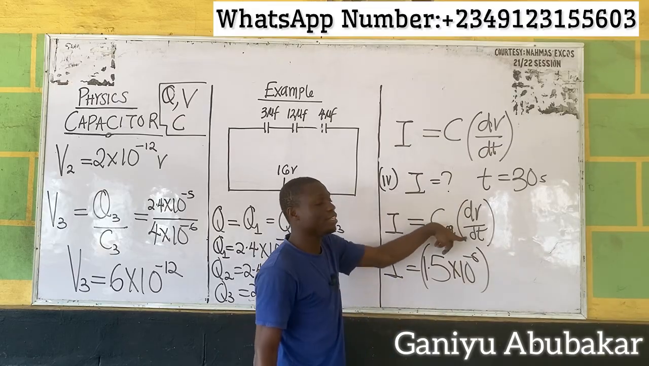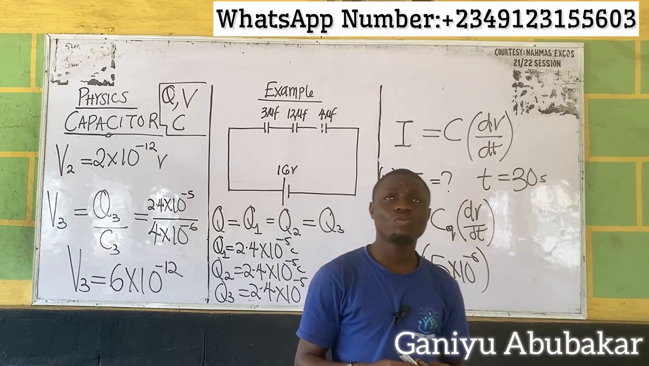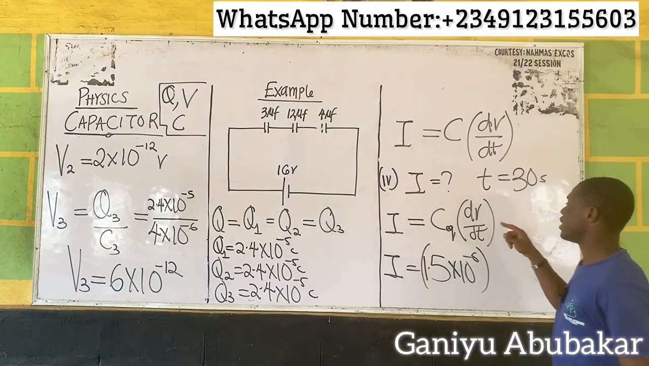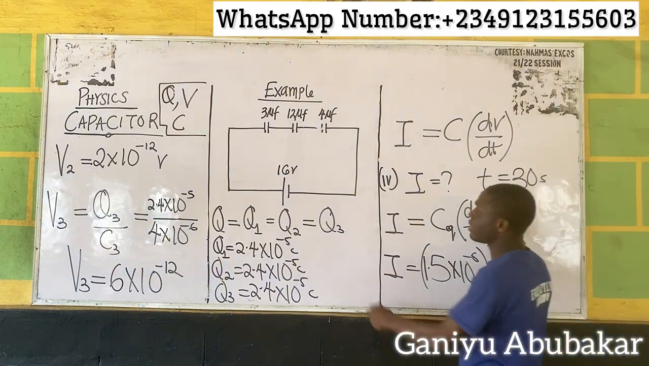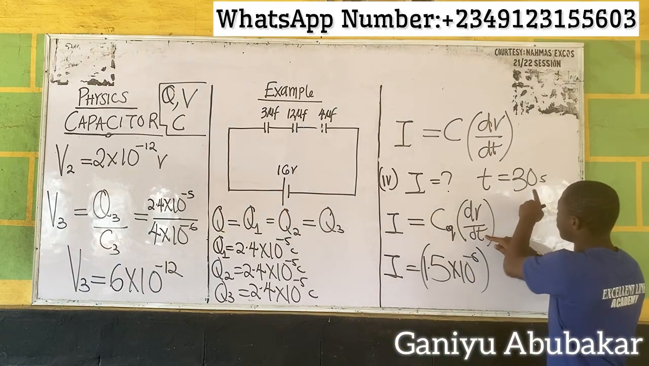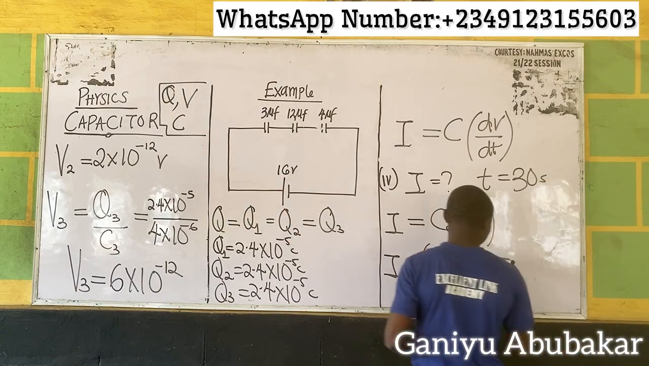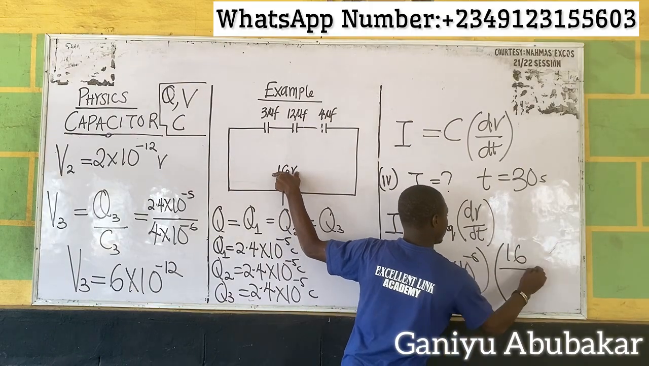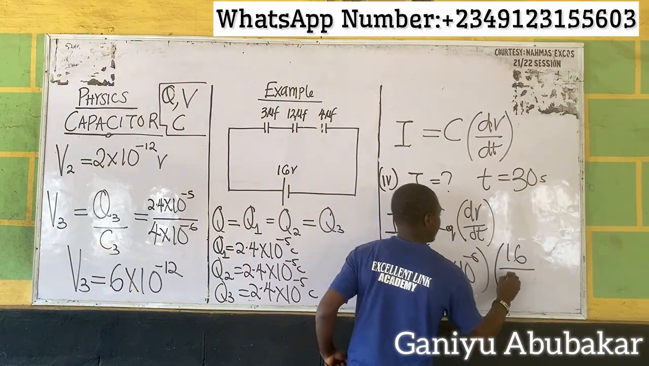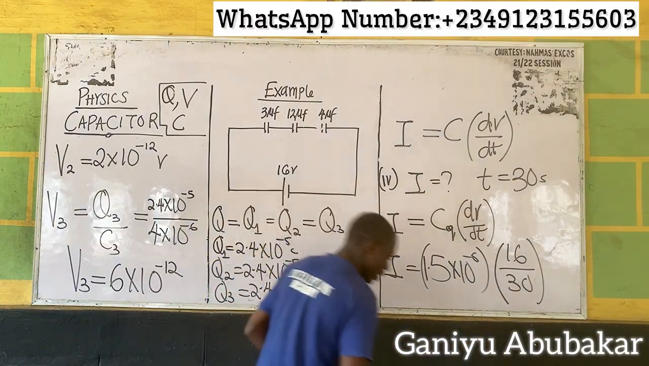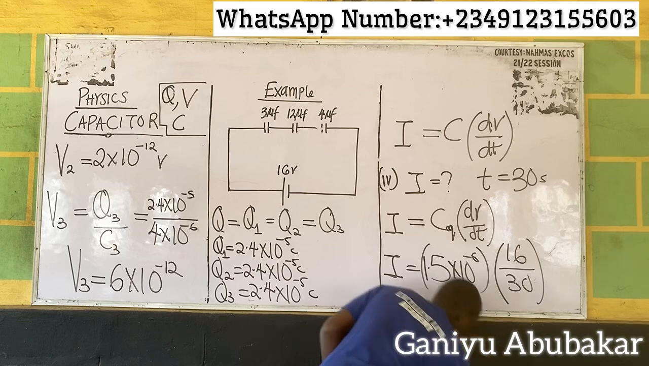Now the dV over dt is always got when you're given an equation. In this case here, I'm not given an equation. So the V here signifies 16, all over the t here signifies the time. So I just have to put in the bracket, the V is 16, over time there is 30. Let's work on this and get I.